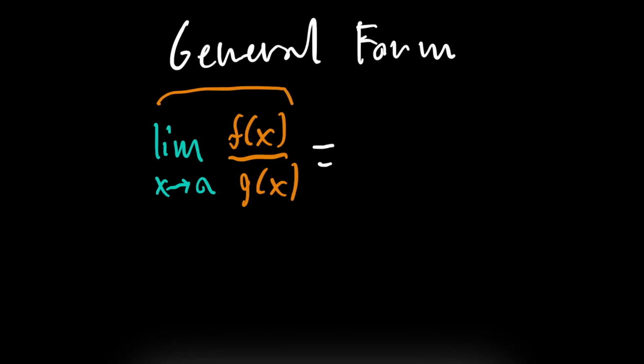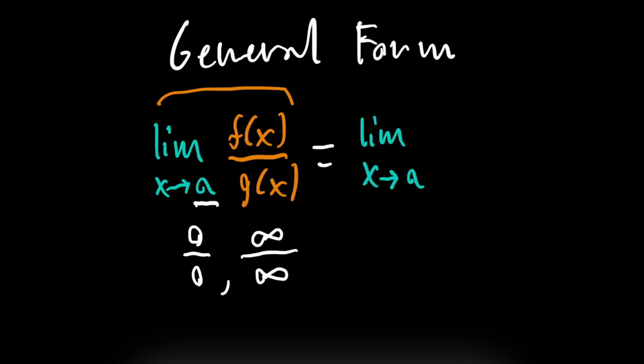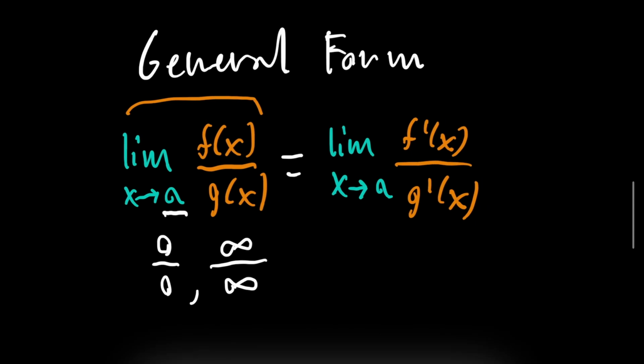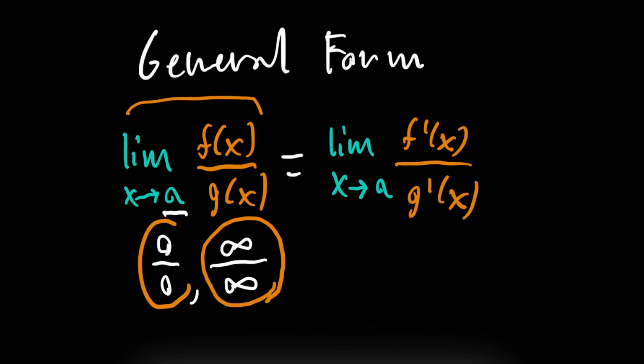If you plug in the value x is equal to a, and you get the indeterminate form either 0 over 0 or infinity over infinity, then L'Hopital's rule states that this expression is equal to the limit as x approaches a of f prime of x over g prime of x. This only applies if you have the indeterminate form infinity over infinity or 0 over 0, in only those two scenarios.